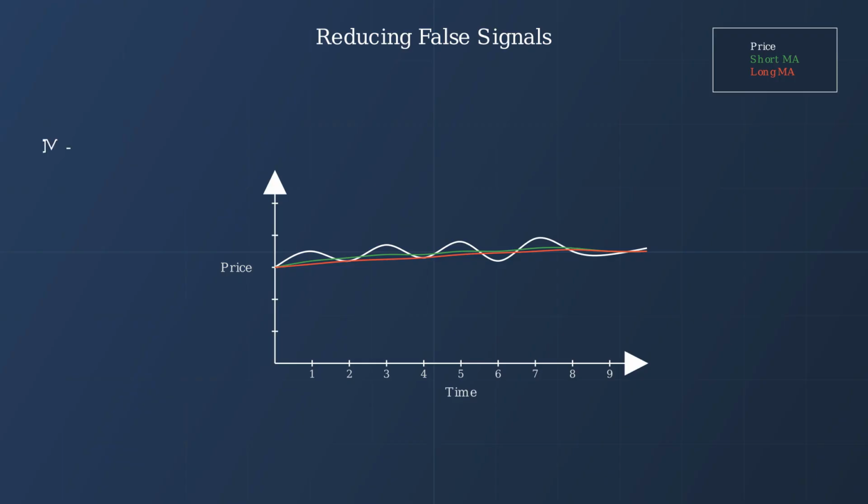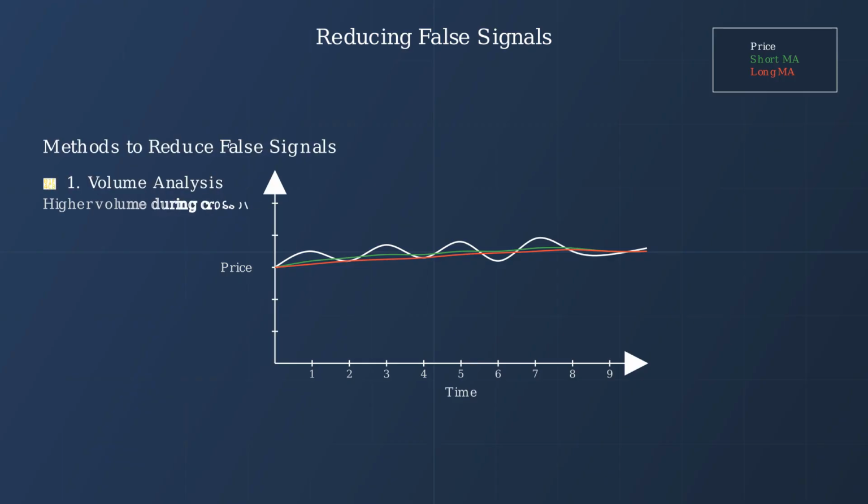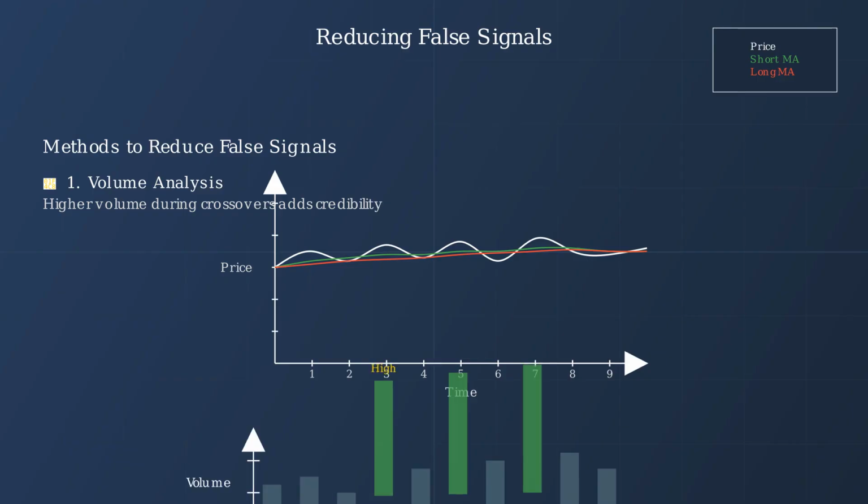To reduce false signals, traders use several confirmation methods. First, volume analysis. Higher volume during crossovers adds credibility to the signal, suggesting stronger market conviction. Second, wait for price confirmation by requiring the price to close beyond the crossover point before taking action.